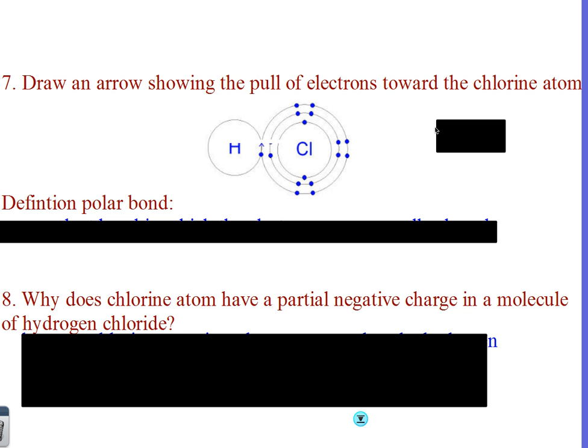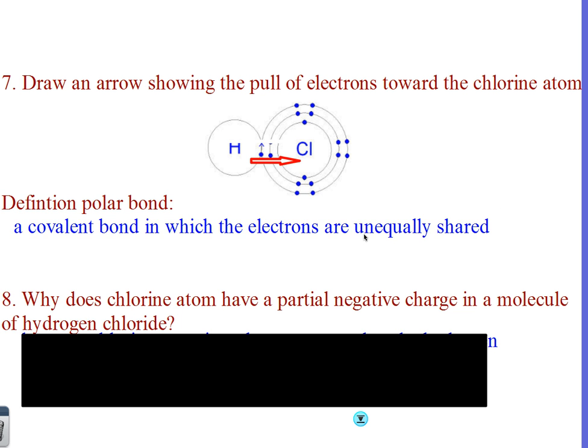Okay, so pause here if you need to, but it says draw an arrow showing the pull of electrons towards the chlorine atom. And so if we're pulling electrons towards the chlorine atom, we're pulling them this way, okay? And again, this will create a polar bond, a covalent bond in which the electrons are unequally shared.